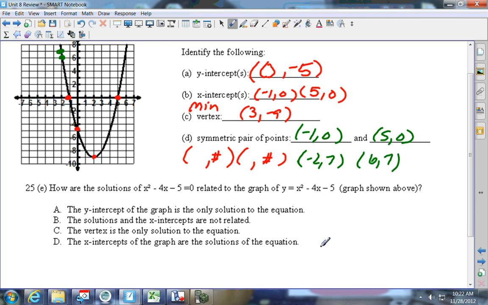The next question says, how are the solutions related to the graph? The y-intercept of the graph is the only solution? No, the y-intercept isn't even a solution. The solutions and x-intercepts are not related? Not true, because solutions are the x-intercepts. The vertex is the only solution? Nope. The x-intercepts of the graph are the solutions to the equations. That is true.